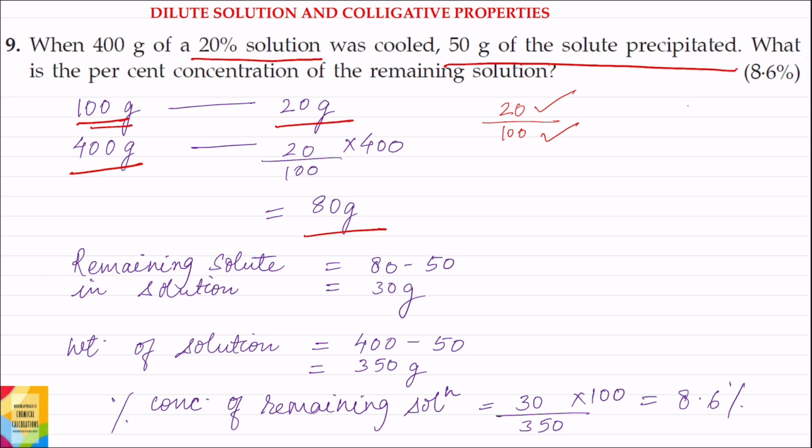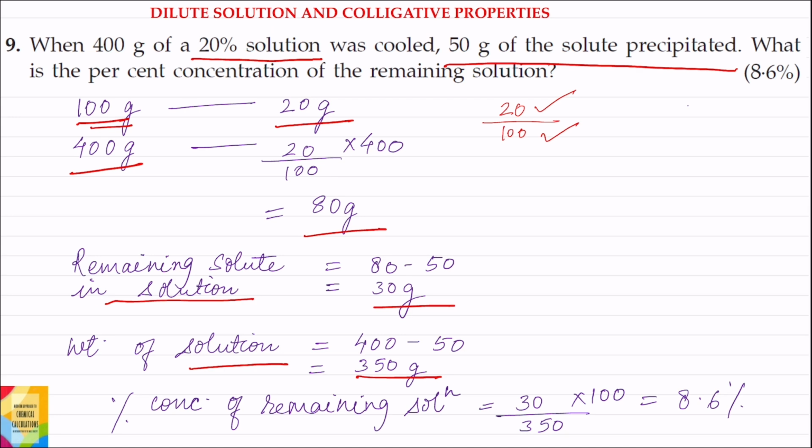So, out of 80 gram of solute which was dissolved in the solvent, to give 400 gram of solution, 50 gram of solute precipitated. So now the weight of solute and the solution will decrease by 50 grams. So remaining solute in the solution is 80 minus 50, that is 30 gram. And now the weight of solution will be 400 minus 50, that is 350 gram.